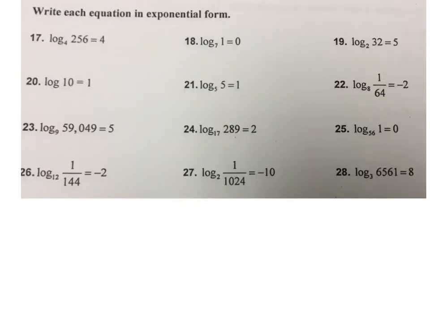Okay, in these problems, you're just asked to write the equation in the exponential form. So let's look at 17. Again, we're going to follow that circular pattern. Log base 4 of 256 equals 4 is going to be written as 4 from the base raised to the power of 4 equals 256. Number 18, log base 7 of 1 equals 0 is going to be 7 raised to the power of 0 equals 1. And I know that's true because anything to the 0 power always equals 1. 19, log base 2 of 32 equals 5. That's going to be 2 raised to the 5th power equals 32.